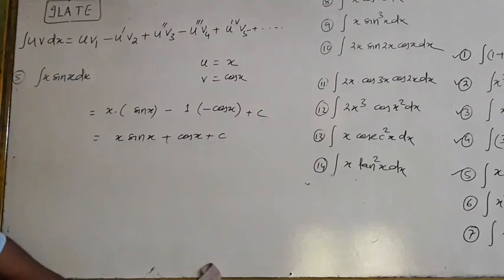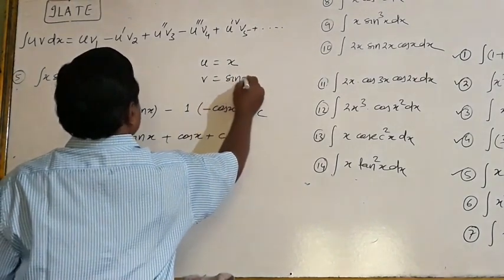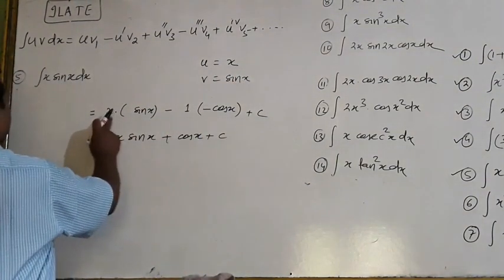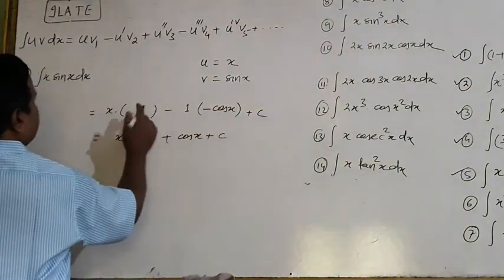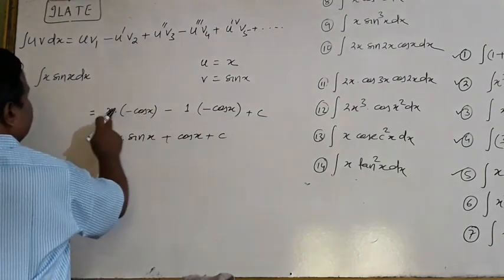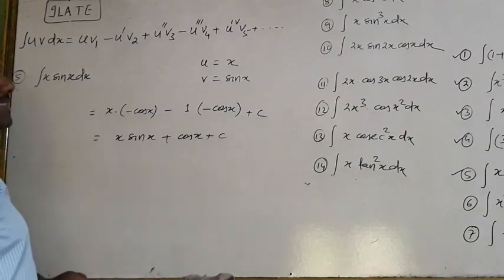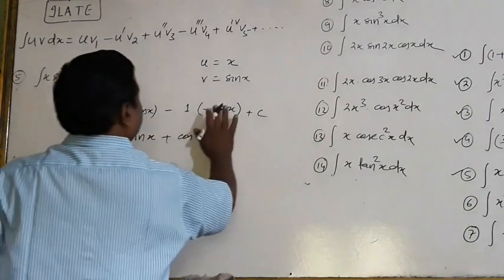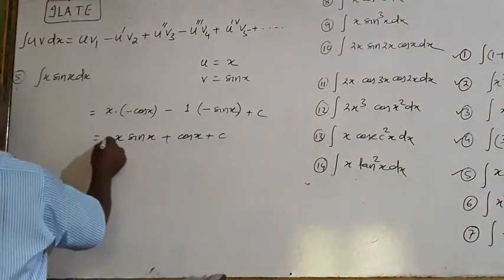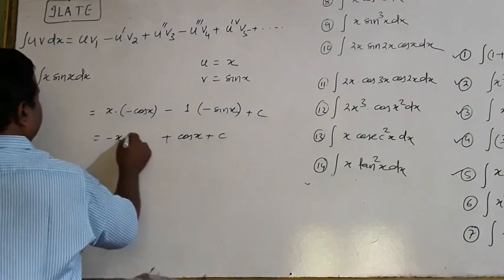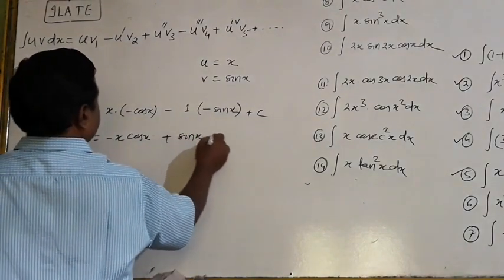Okay. Sorry, it is v' = sin x. So first x into v1, which means the integration of sin x. Integration of sin x is minus cos x. Again the derivative of x is 1. Integration of minus cos x is minus sin x. Plus c. It is minus x cos x plus sin x plus c.